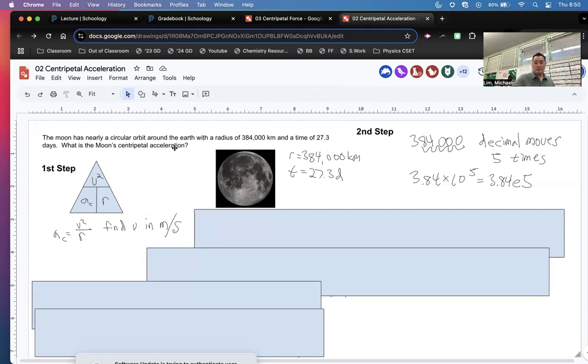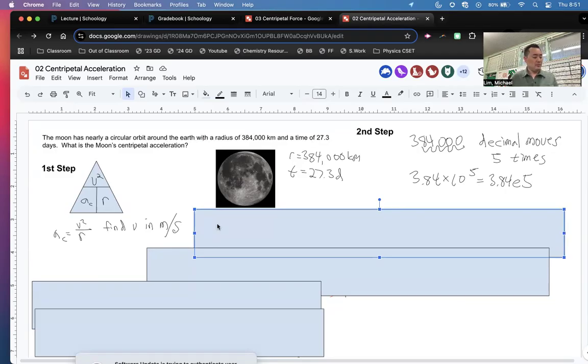And we look at our problem. Our problem says 384,000 kilometers. That's our R. And we have time, 27.3 days. There's no V, there's no velocity. So we have to do some extra work and find velocity. So let's do the third step. We have to first turn our kilometers into meters and then our days into seconds. And then we put it into our velocity equation.